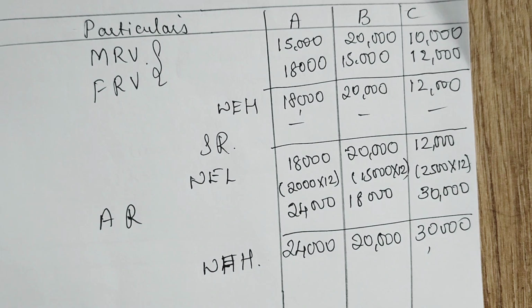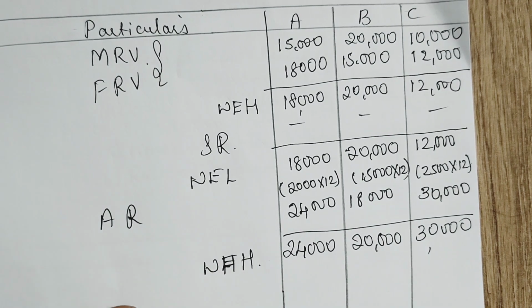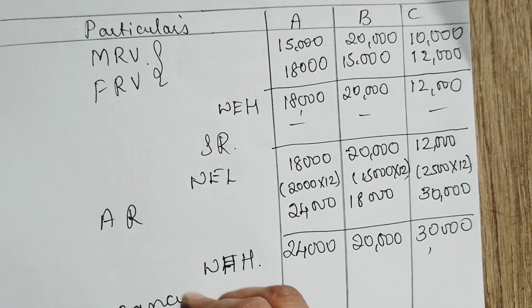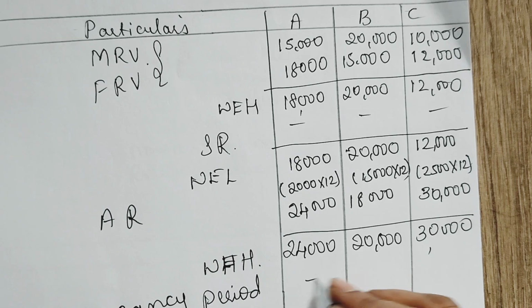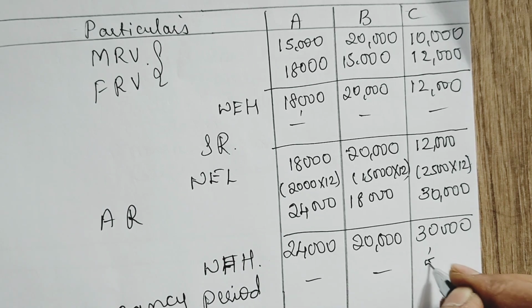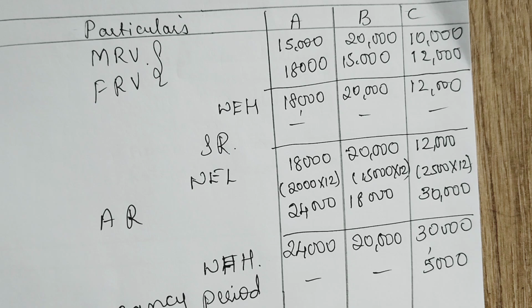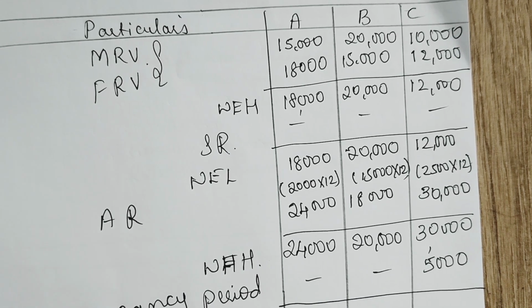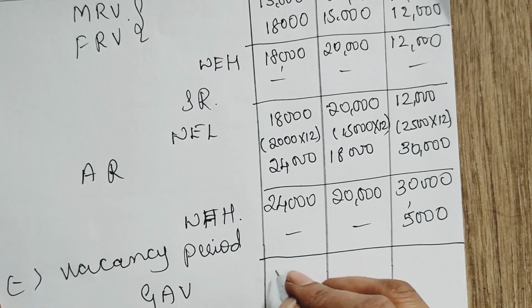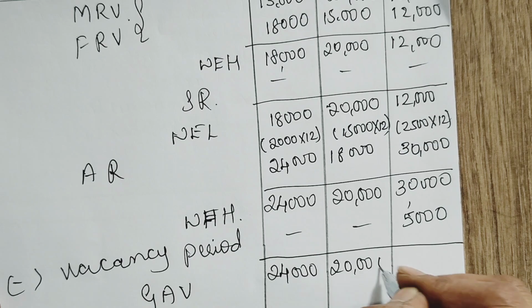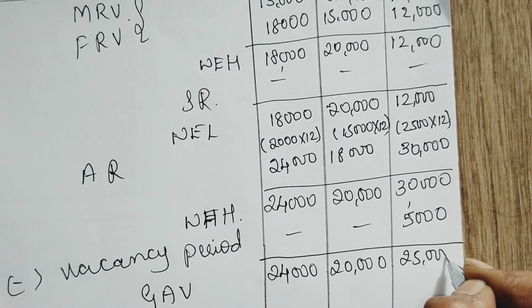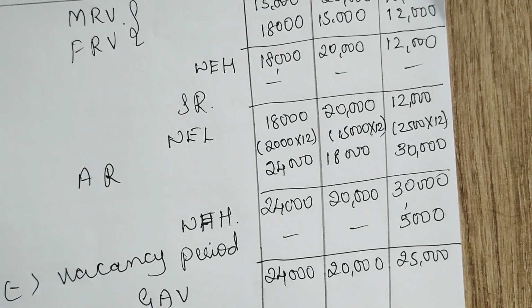Then next, less vacancy period. Unrealized rent is not given, only vacancy period is given. So vacancy period is only for house C, that is 5,000. Your gross annual value is 24,000, 20,000, 25,000.